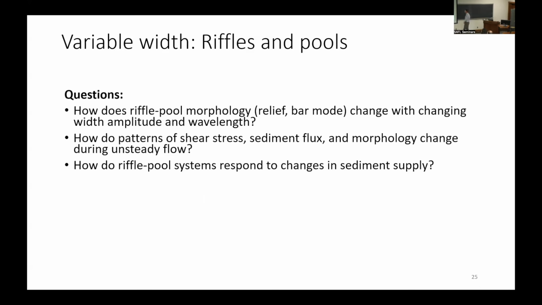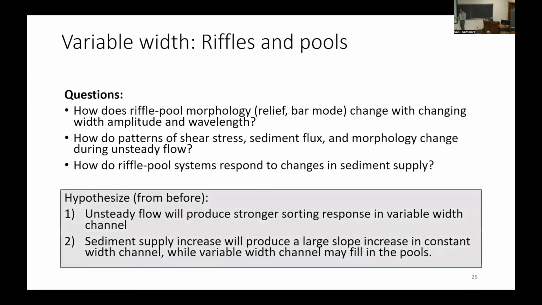And this time we were trying to ask how does the riffle pool morphology that we expected to develop associated with these downstream changes in width, how does that respond to going from steady to unsteady flow and from one sediment supply to something that's higher. And again, these are our hypotheses from before. We expected more sorting in the variable width channel, and we expected more slope change in the straight constant width channel.